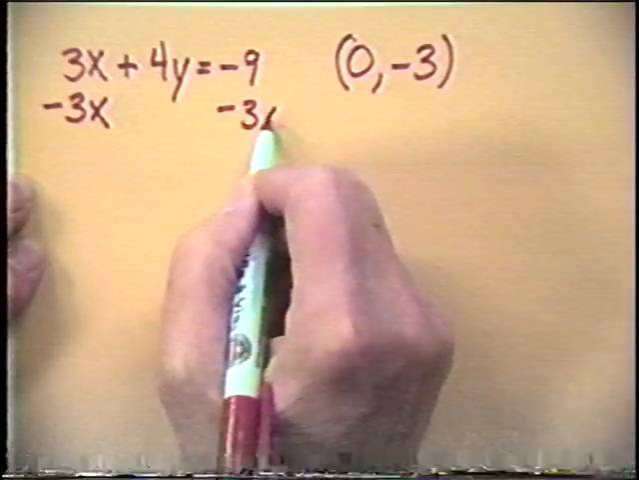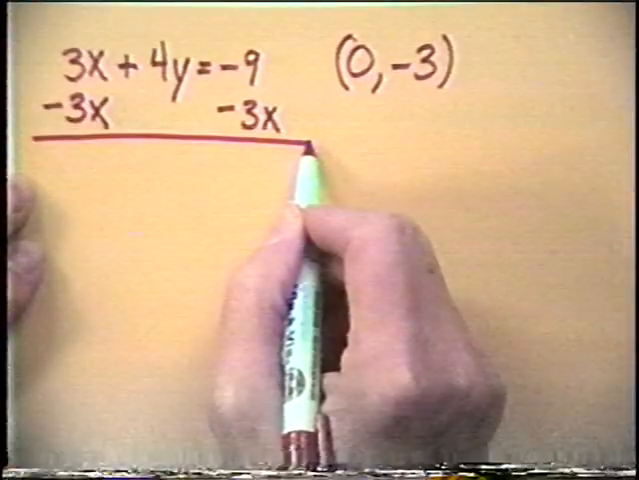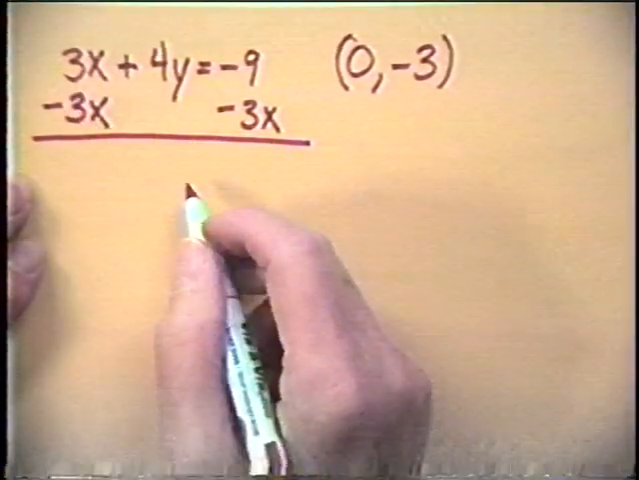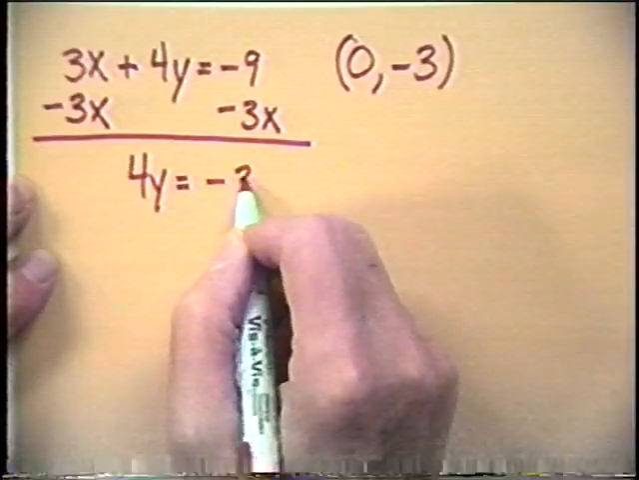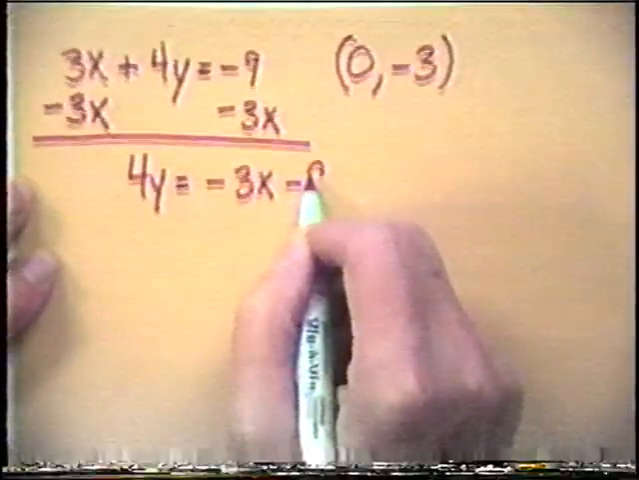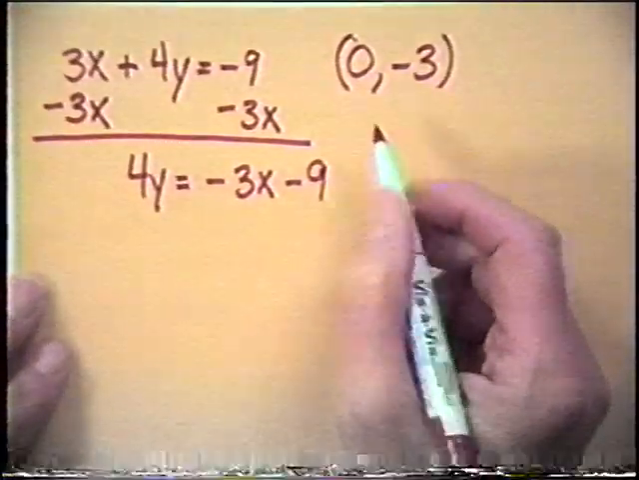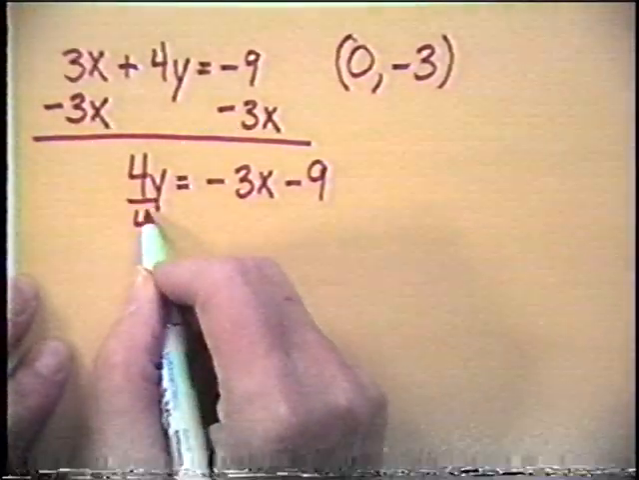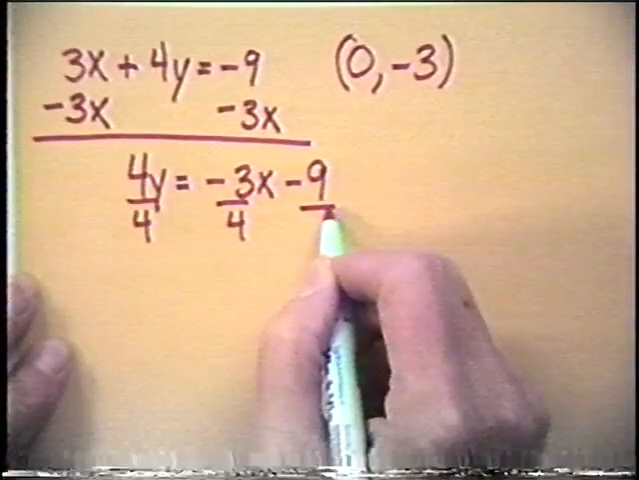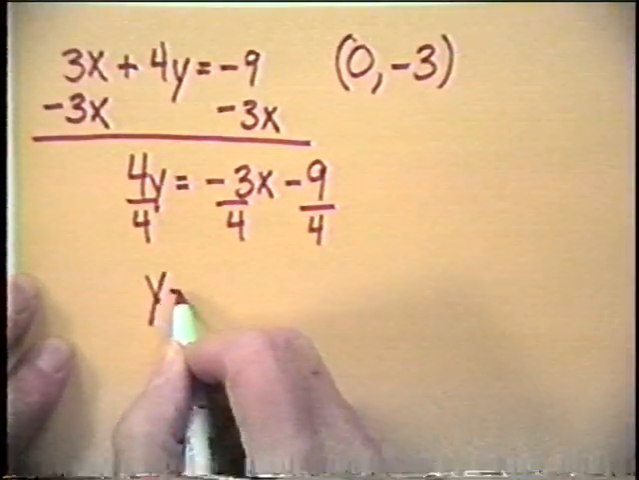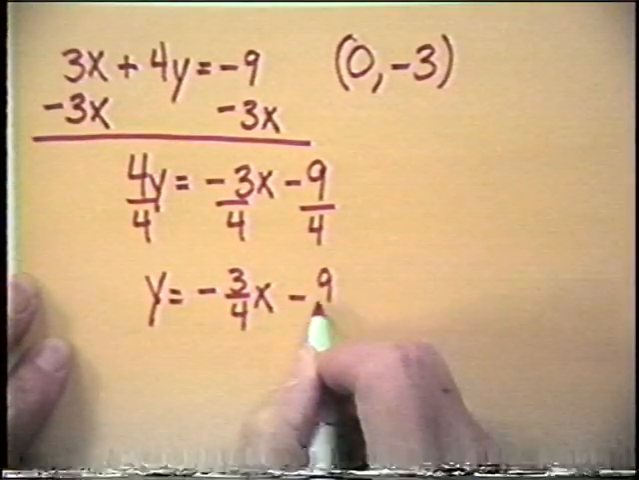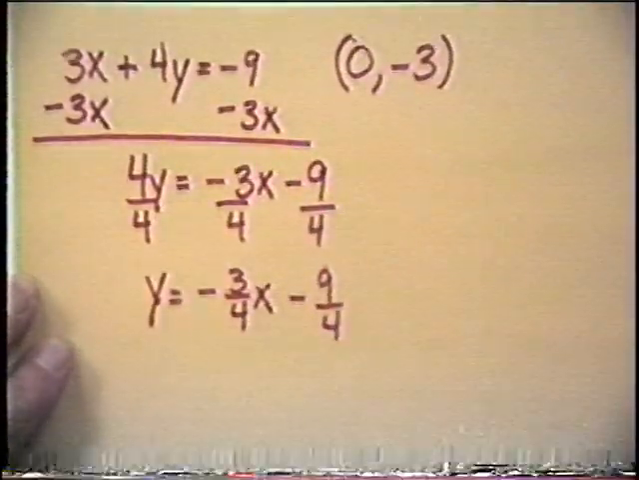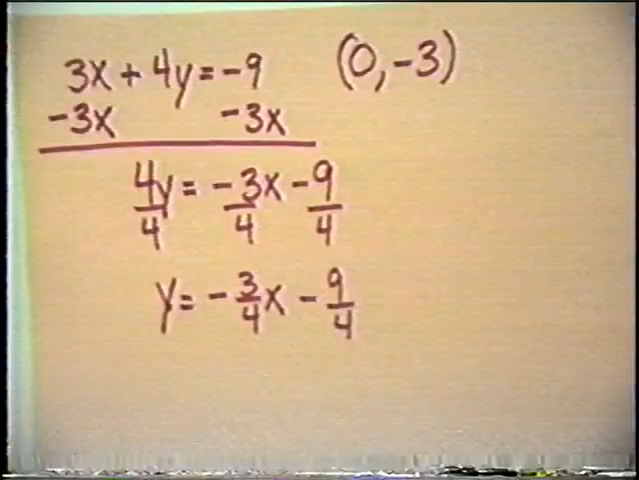To find the slope of a line, you put it in slope-intercept form. So the first thing I'm going to do is subtract 3x from both sides to get the y by itself, because slope-intercept form is y equals something. Then we divide everything by 4. So we'd have y equals a negative 3/4 x minus 9/4. And I don't even care about the minus 9/4 because what I'm looking for is the slope.